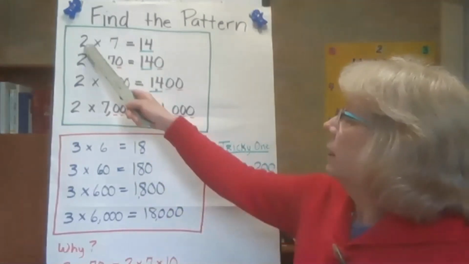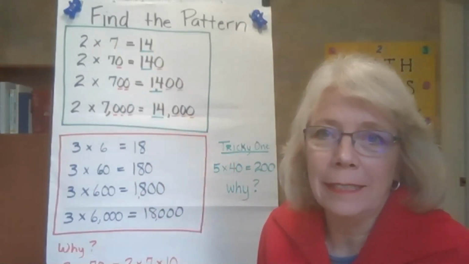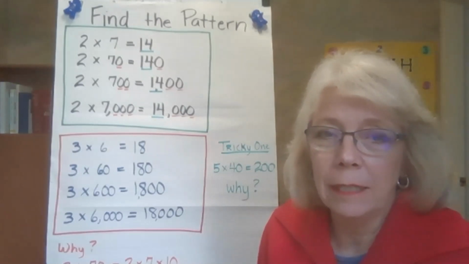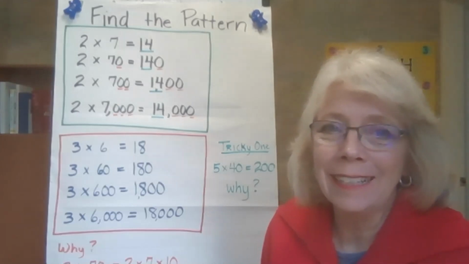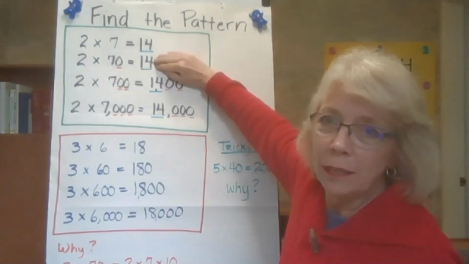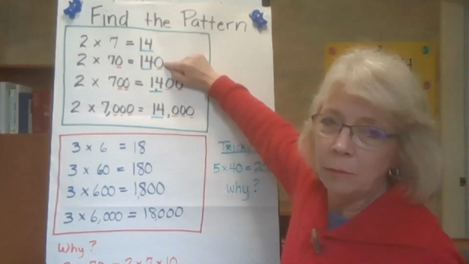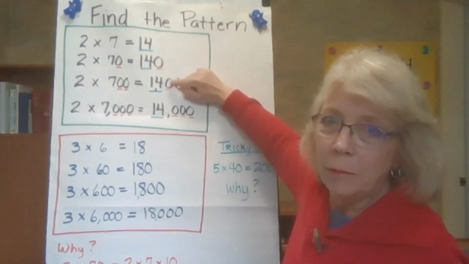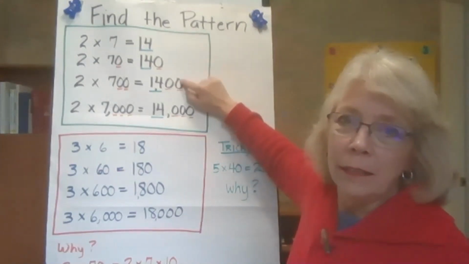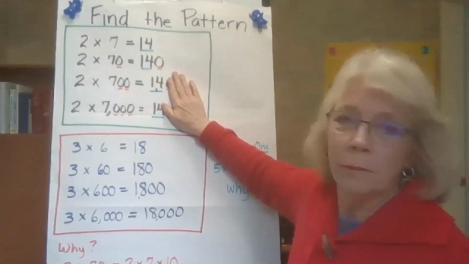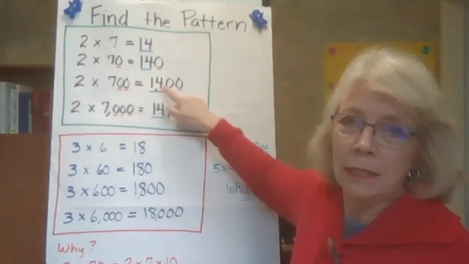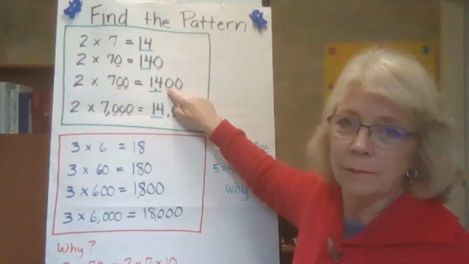So we see 2 times 7 equals 14. The next problem, 2 times 70 equals 140. If you notice, the 14 is still there in a sense. So if I cover that 0, we have 2 times 7 equals 14, and we added 1 zero to get 140. When we go to the next one, where we have 2 times 700, there's still a 14 there. This time I have 2 zeros from my 700, and I add the 2 zeros over here.